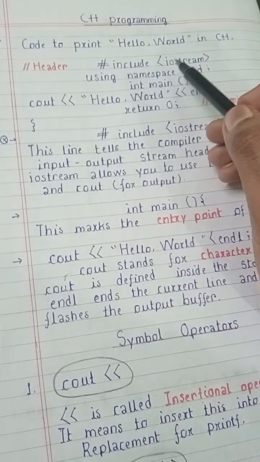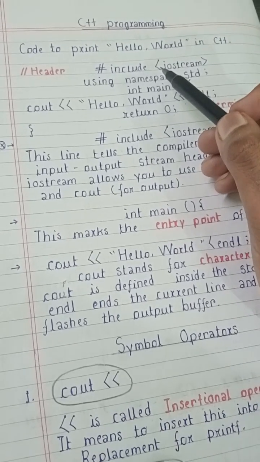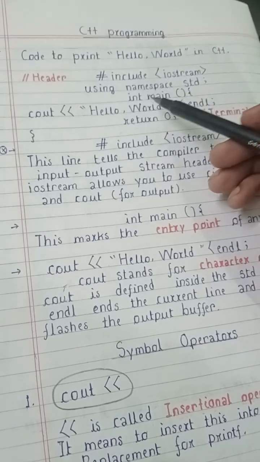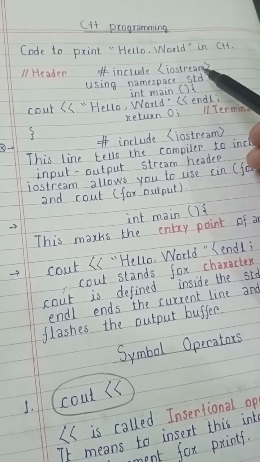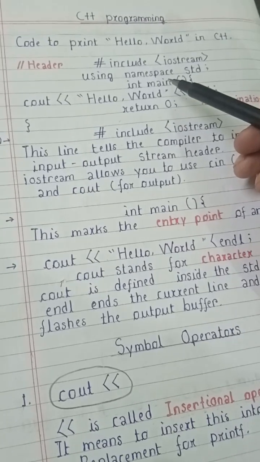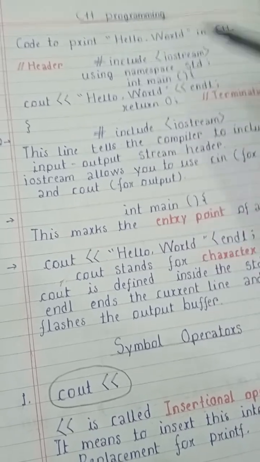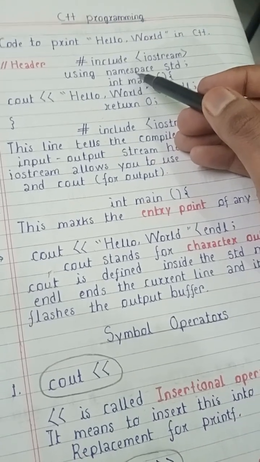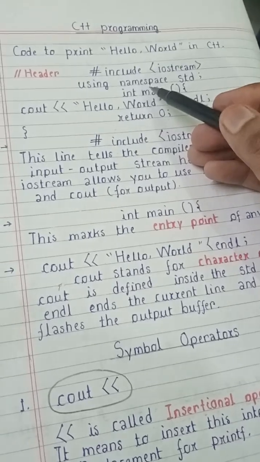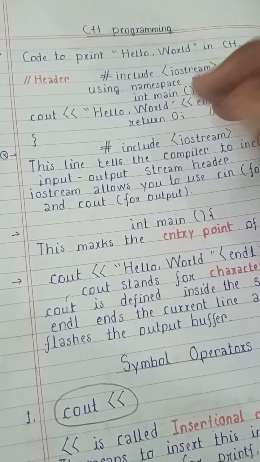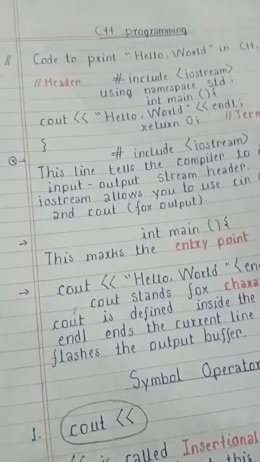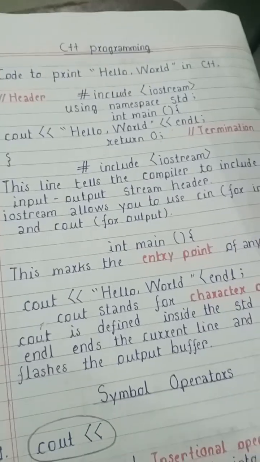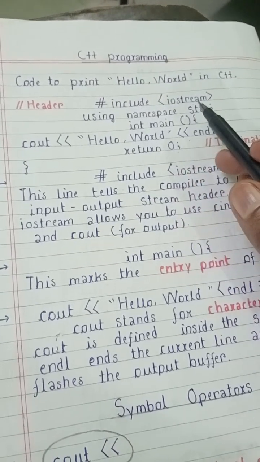The #include <iostream> is actually a preprocessor directive. It tells the compiler to include the input output stream in the C++ library. The iostream header allows you to use objects like cout for printing the output on the screen, cin for taking input from the user, and endl for inserting a new line. So this is the very basic header file of C++, which is iostream. Now we wrote using namespace std.